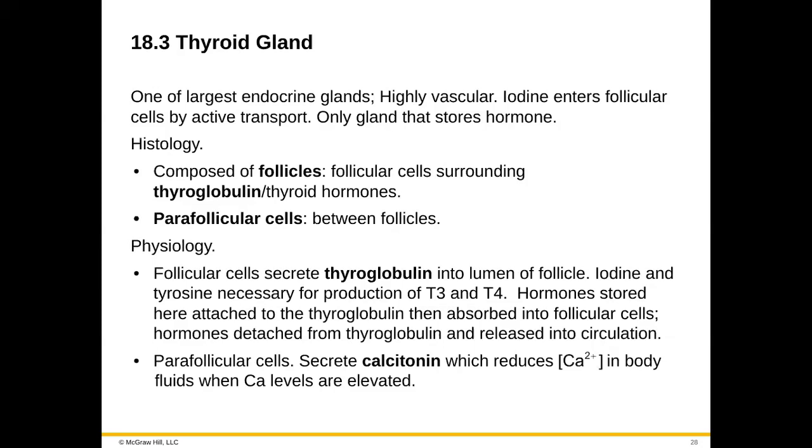So, parafollicular cells, these have the ability to secrete calcitonin. And calcitonin is extremely important because it helps us regulate blood calcium levels. So, when blood calcium levels are elevated, we can secrete calcitonin. And what calcitonin does is it tones down the amount of calcium in the bloodstream.